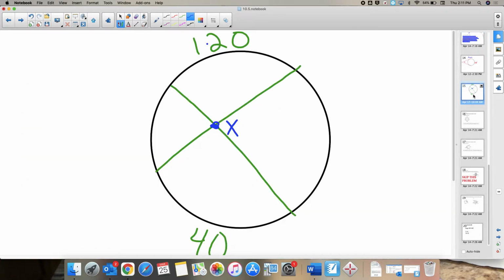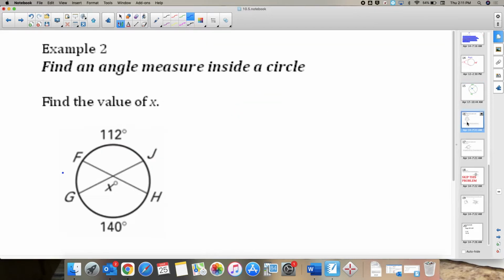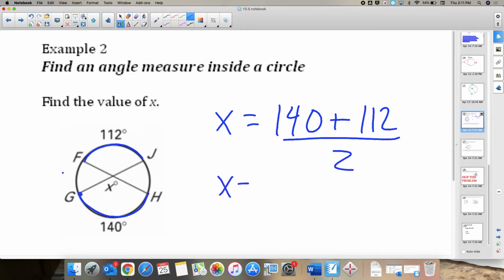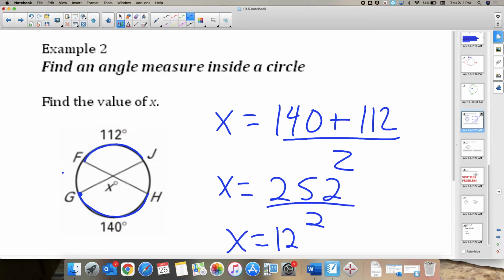If it is inside your circle, such as here, the angle is equal to the sum, or the average, we should say, of the 2 arcs it creates. That would be 140, and then the vertical arc to it, the 112. So inside the circle, we add our arcs, and we divide by 2. Add them together, we get 252. So x equals 126.